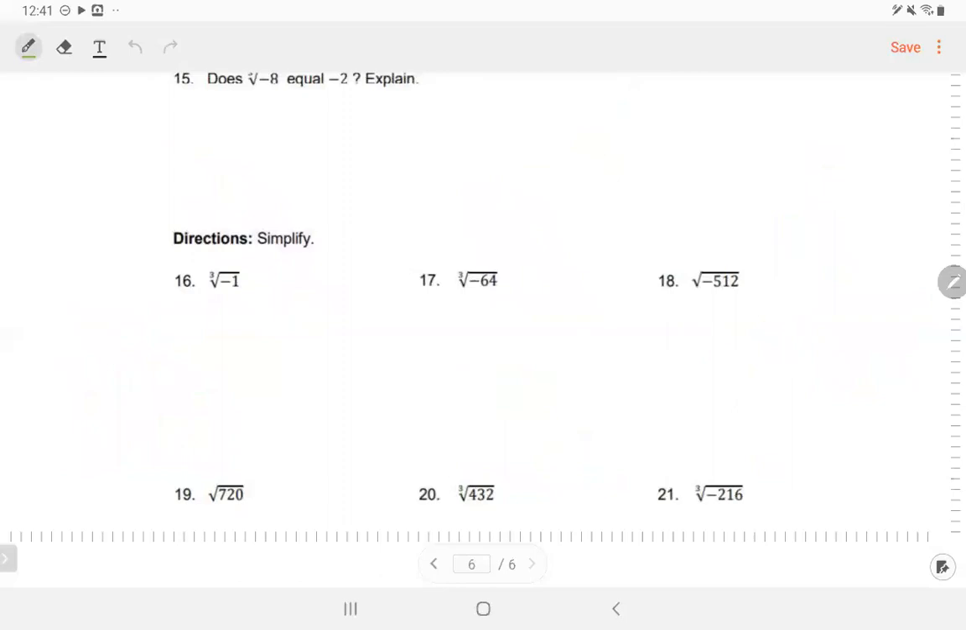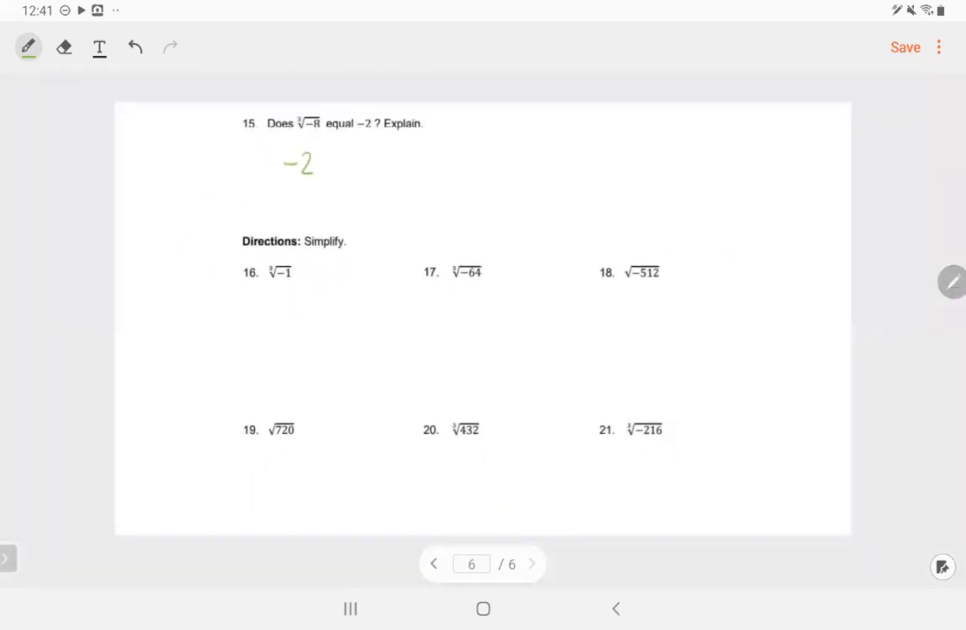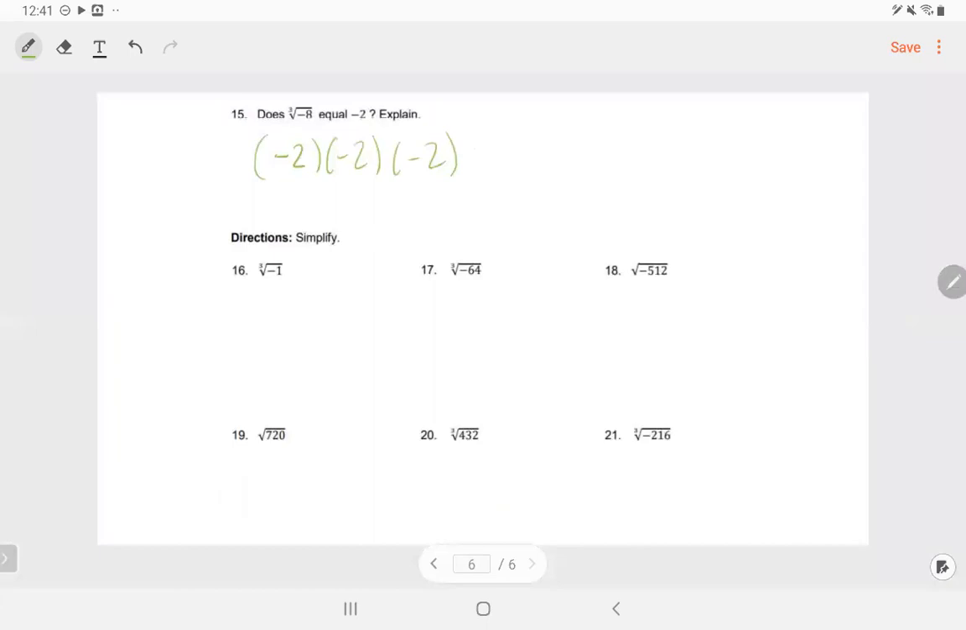Number 15, a little bit hard to see, but it says, does the cube root of -8 equal -2? Explain. So basically it's asking, can we have a cube root of a negative number? And a cube root is an odd number, so this is saying that we can actually have a cube root of a negative number, and it would actually be equal to -2, because -2 times -2 times -2 would equal -8. So yes, if I were to take the cube root of -8, that would equal -2.